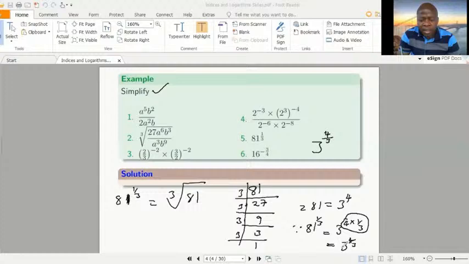This is not a mixed number. Don't take it as a mixed number. No, it's not. Now, what about this other one?